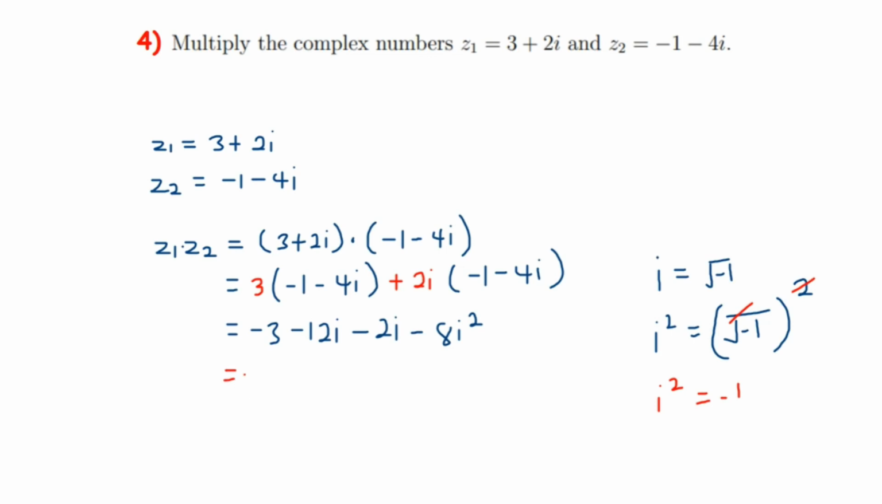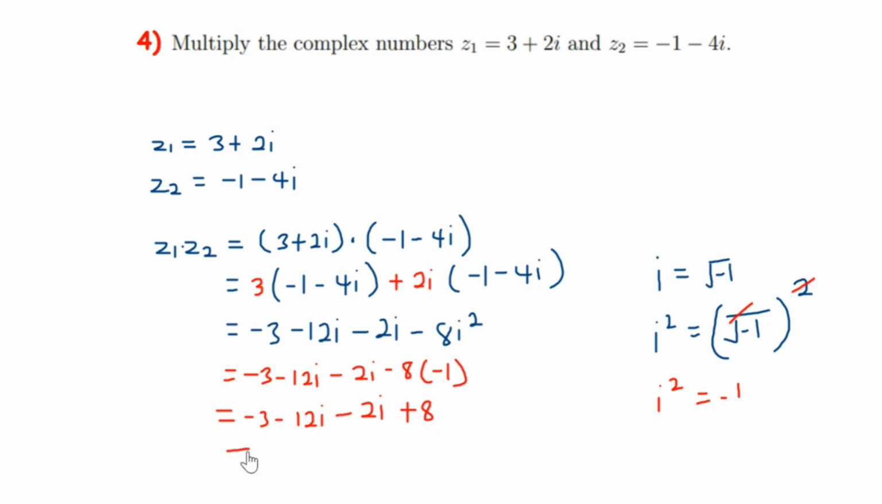Okay, so let's look at that. That will be equal to minus 3 minus 12i, minus 2i, minus 8 times what? i squared, which is equal to what? Negative 1. So that is times minus 1. Okay, so simplifying this, we have minus 3 minus 12i minus 2i minus 8 times minus 1, that is plus 8.